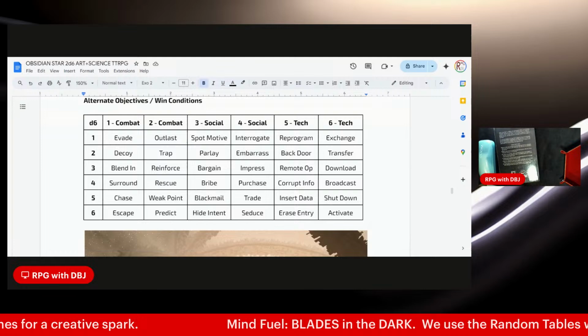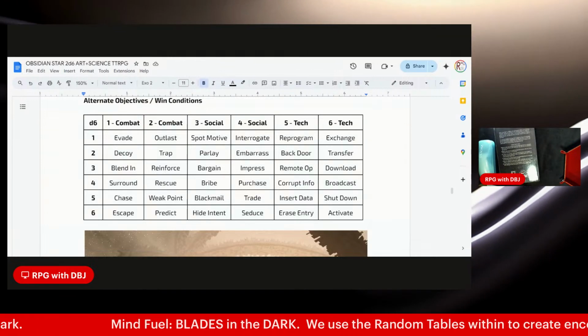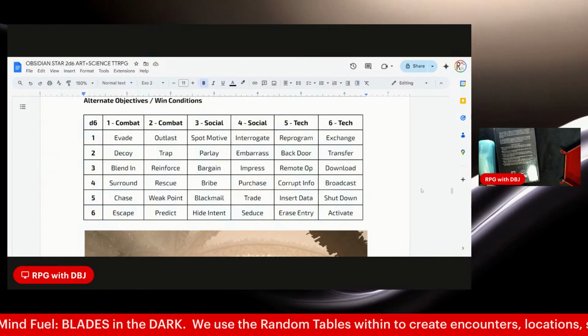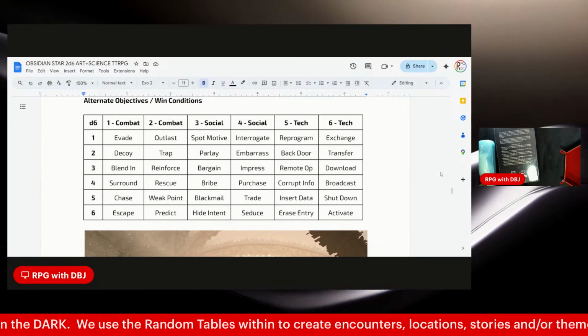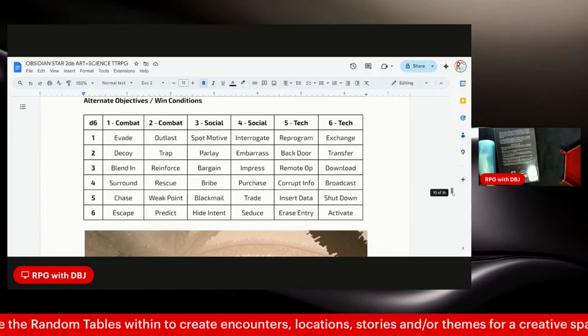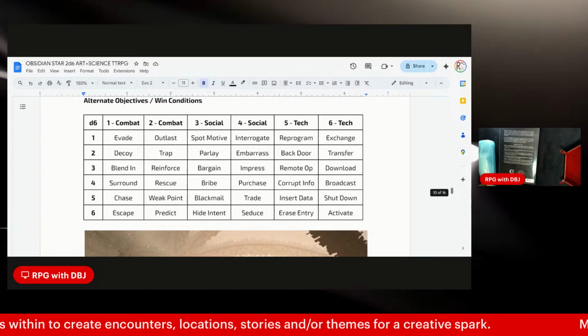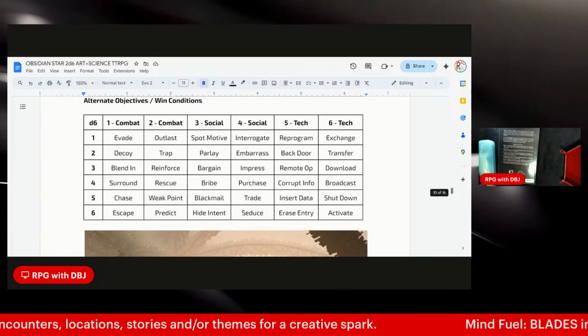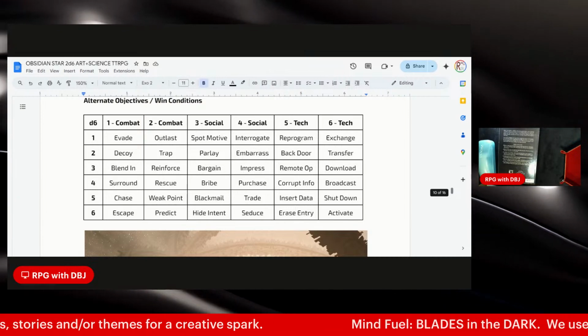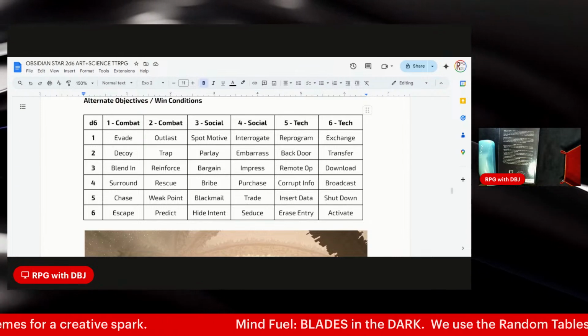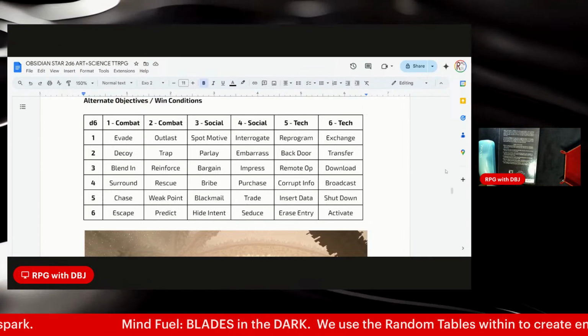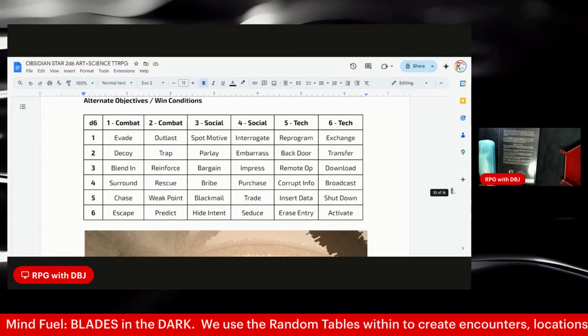Before we take us out, thank you there, Hunt. This is a 36 brick. I don't know what to call it. I'm just calling it bricks. It's basically a brick of information. You roll a d6 down, d6 across, and this just happens to be a random table of win conditions.